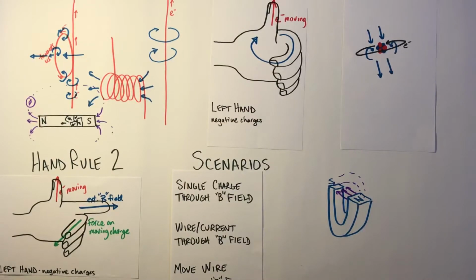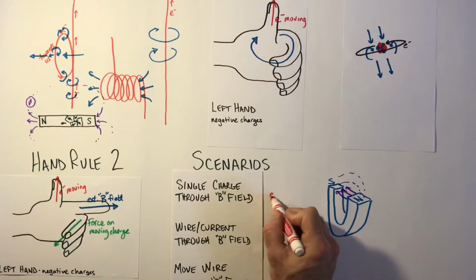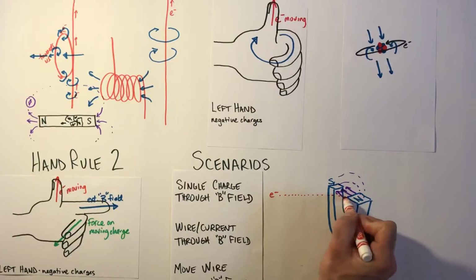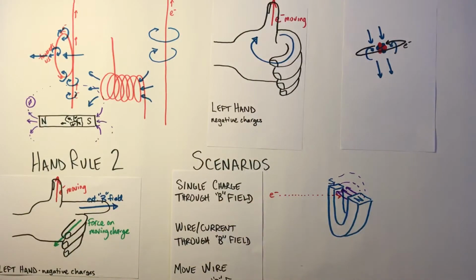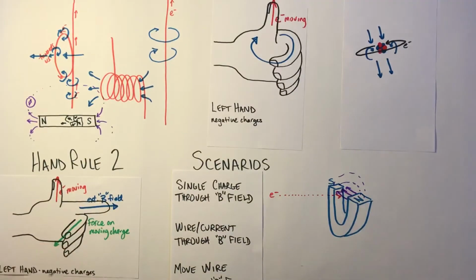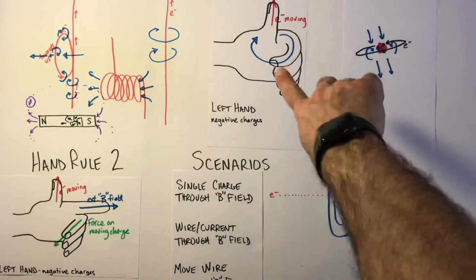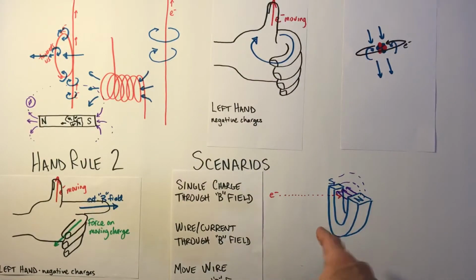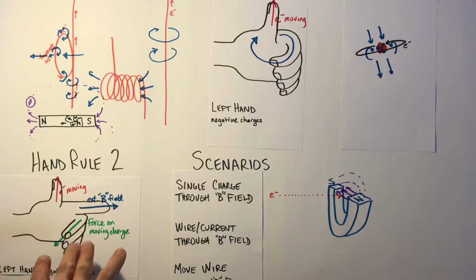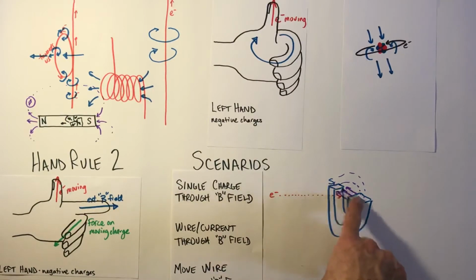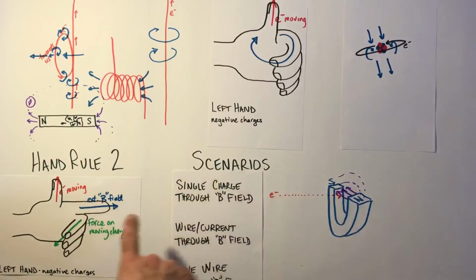Let's say that we shot a single electron with some kind of fancy electron gun so that it went right through that magnetic field. It goes right through the middle of this horseshoe magnet. What's going to happen? According to hand rule number 1, that moving charge has its own magnetic field. According to hand rule number 2, because of this charge's magnetic field interacting with this magnetic field, there will be a force on that moving charge.